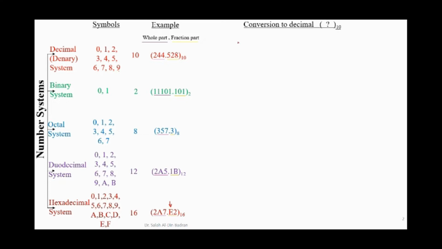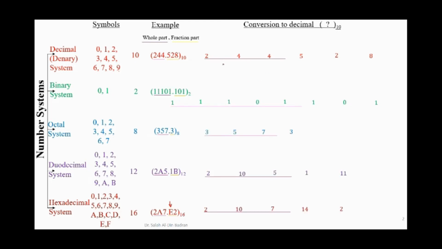We want to convert all of these numbers in these examples into decimal numbers. How can we do that? We will rewrite these numbers in this way, the same number. This is the same number as this one, 244, but we ignored the point here and continued writing the fractional part, 528. We will do the same thing with this number and the rest.